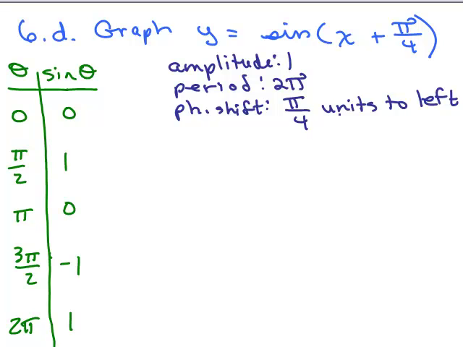So remember, if this is a plus pi over 4, it's going to shift to the left. Here's one way to remember that. How would you get this back to just plain old 0? Well, if you put a negative pi over 4 in for x, you're going to the left. Okay, there's a couple ways to do this.